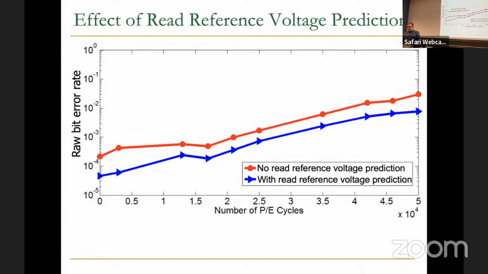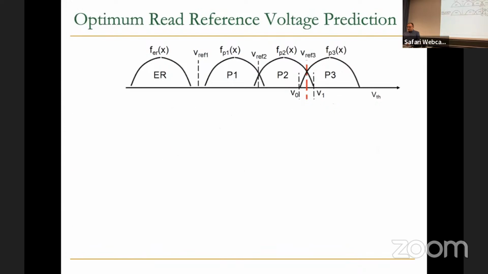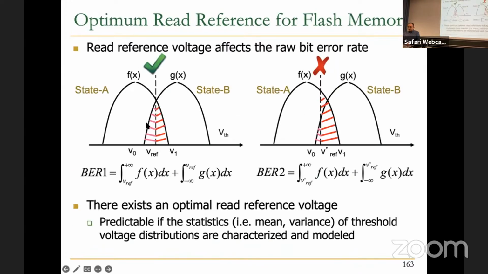And that's the problem that I said here. We are using this optimal read reference voltage considering the whole page. But you can be a bit more fine-grained and consider every cell. I'm going to show that later.